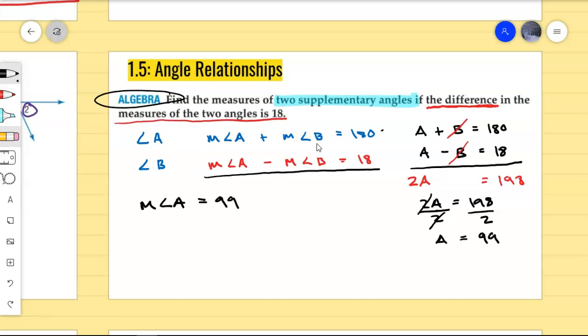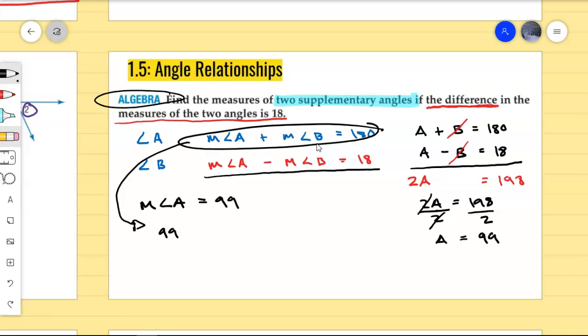You can say, well, using this part right here, 99 added to the measure of angle B, let's just call it B right now, is equal to 180. So if we solve this equation by subtracting 99 on both sides, we end up with 180 minus 99. And if you do that, you're going to end up with 81. 180 minus 100 is 80, so minus 99 is going to give you 81. So there you go. The measure of angle B must be 81 degrees.